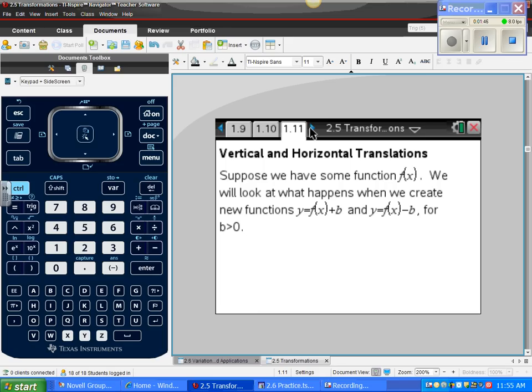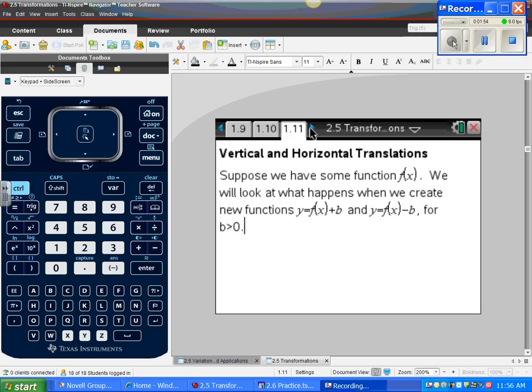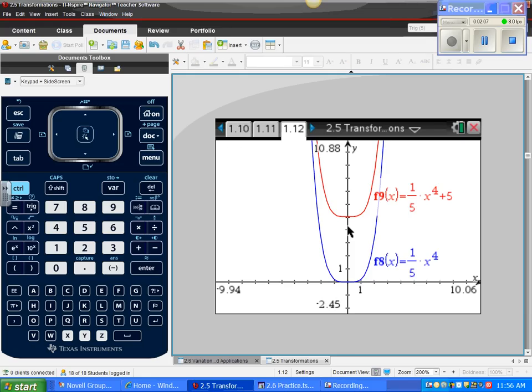Okay, so now what we're going to do is we're going to take those parent functions and start working with them. We're going to start talking about vertical and horizontal translation. Say we have some function f of x, and we're going to look at what happens when we create new functions by adding or subtracting to that function for values that are greater than 0. So here's our first one.